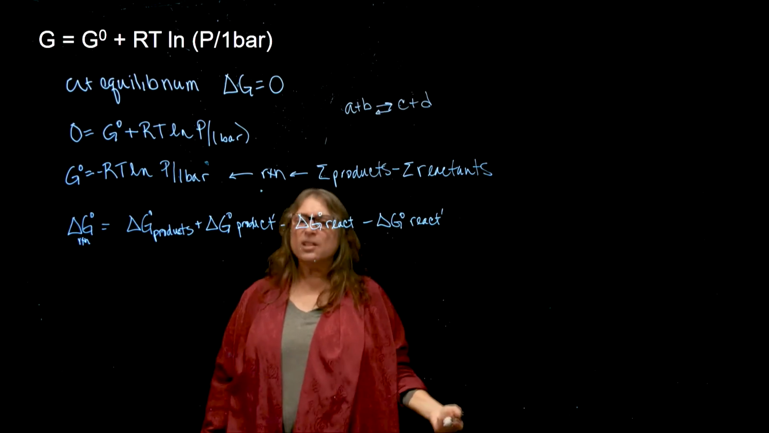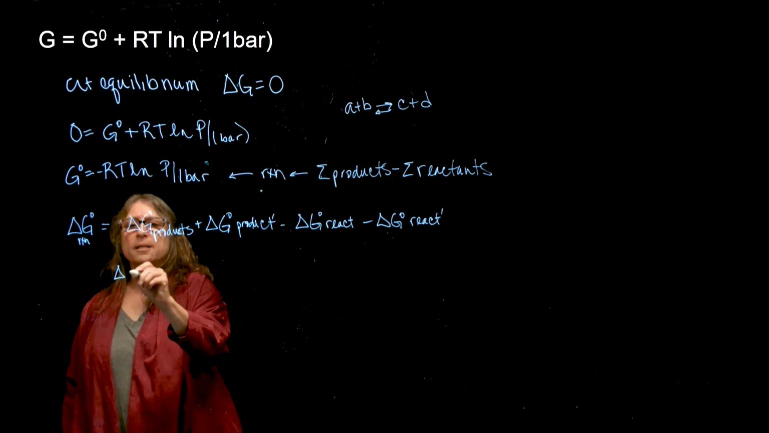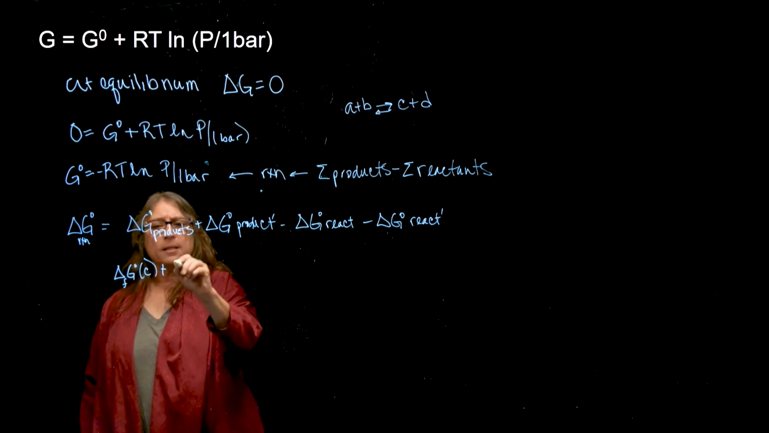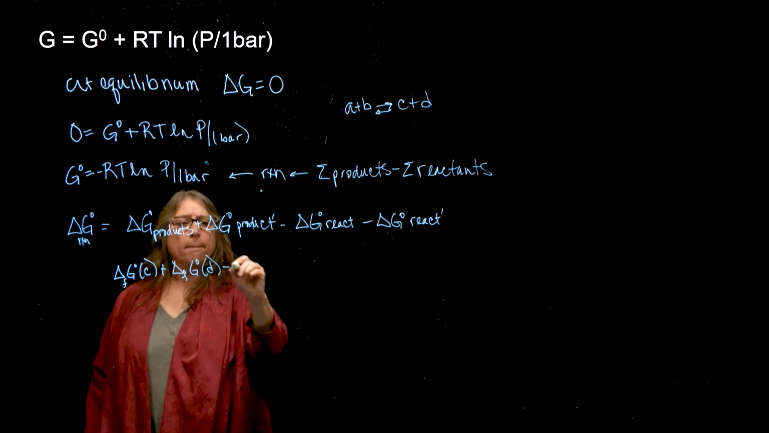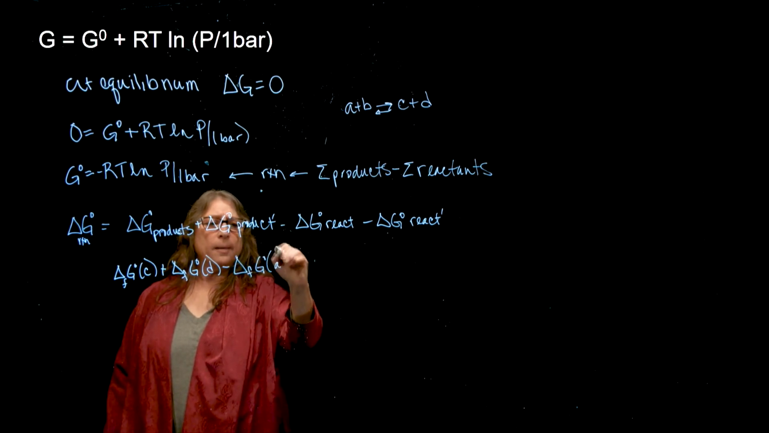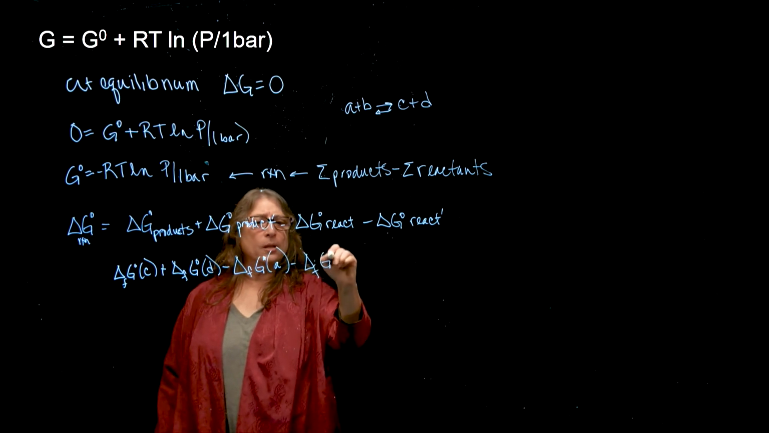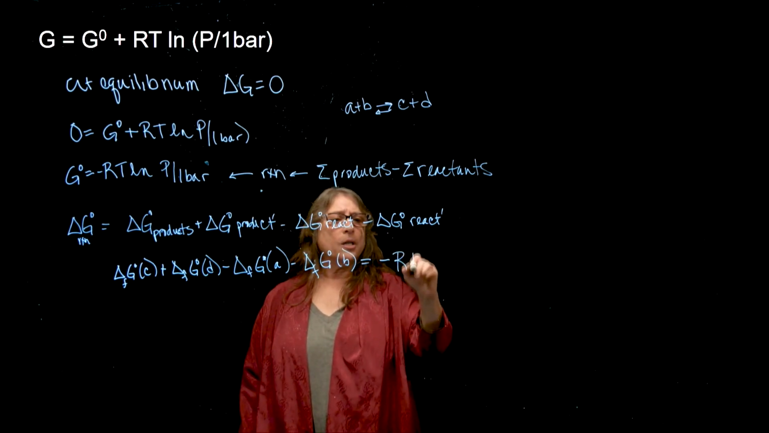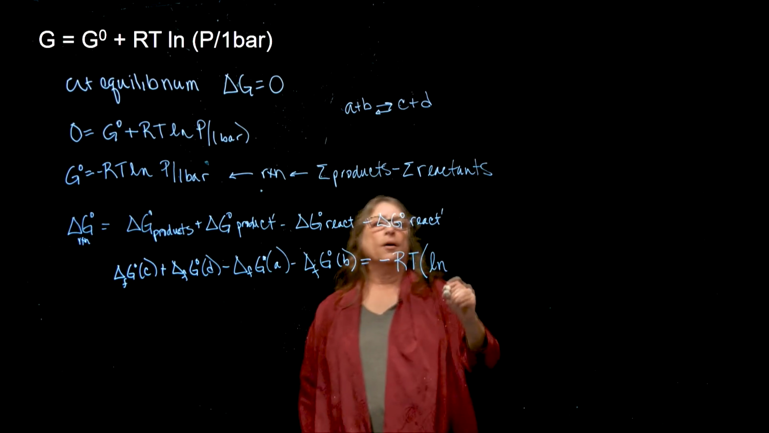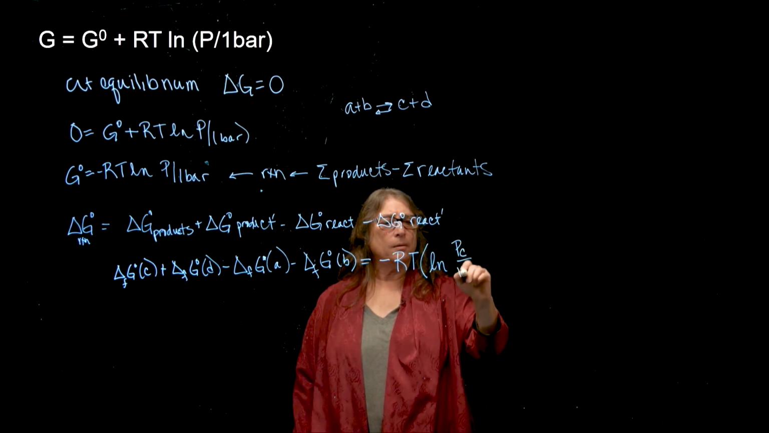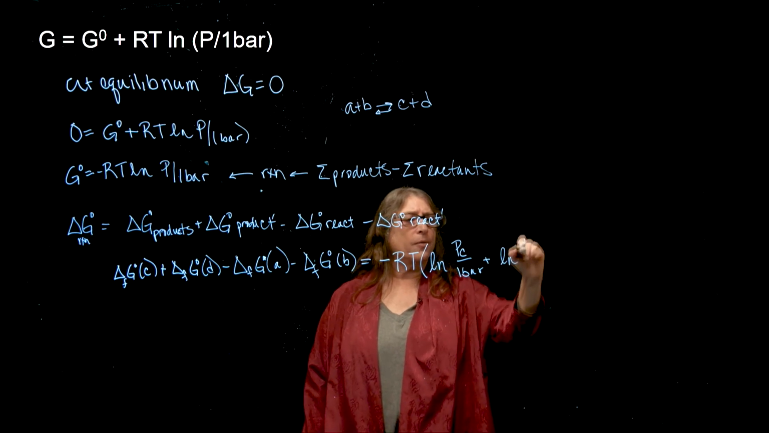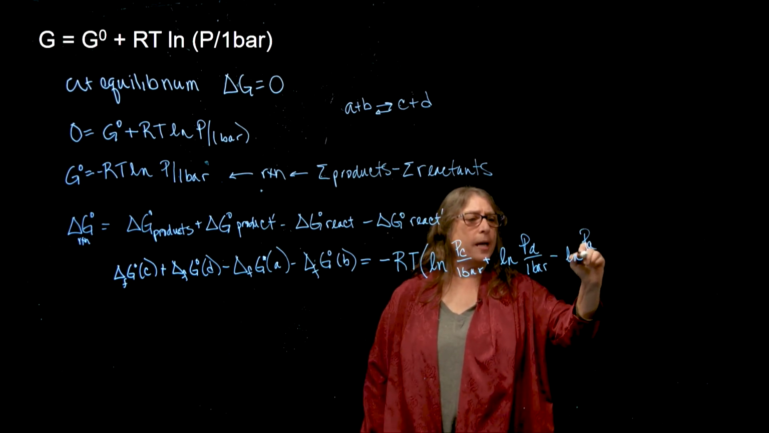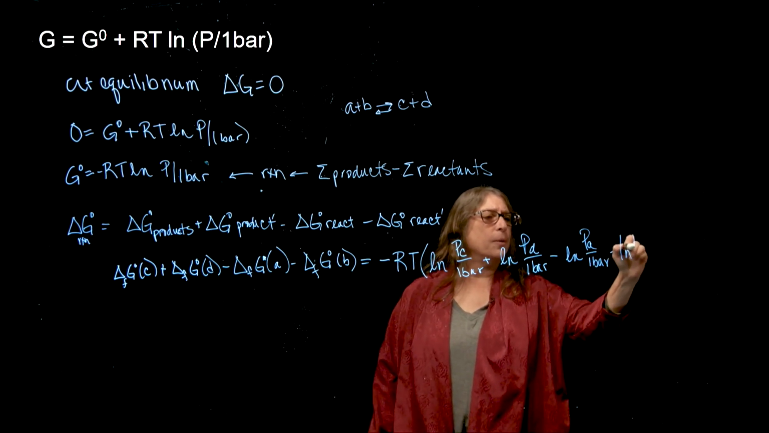And because it's in equilibrium, it actually goes in both directions. So I can rewrite this as the Gibbs energy, in this case of formation, for C plus the Gibbs energy of formation for D minus the Gibbs energy of formation for A minus the Gibbs energy of formation of B. And that's going to be equal to negative R times T times the logarithm of the pressure of C plus the logarithm of the pressure for D minus the logarithm of the pressure for A minus the logarithm of the pressure for B.